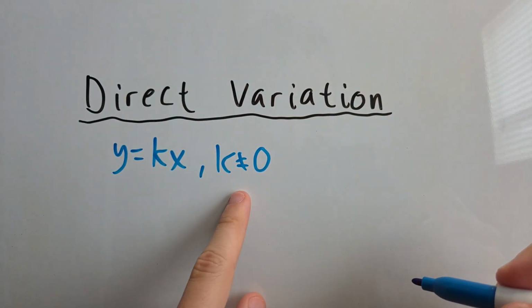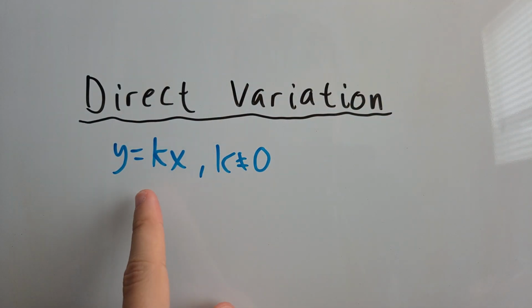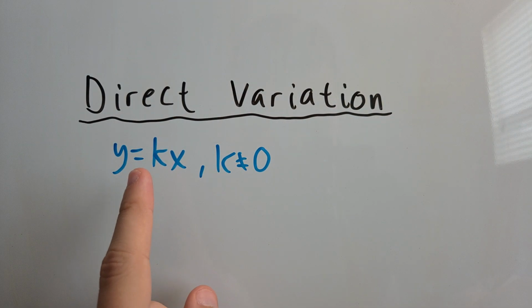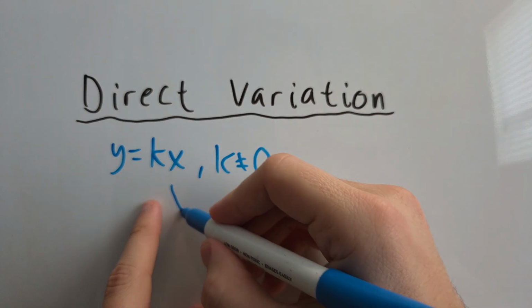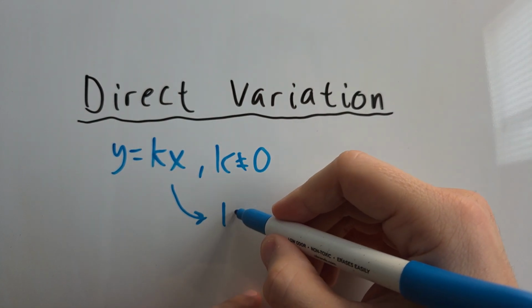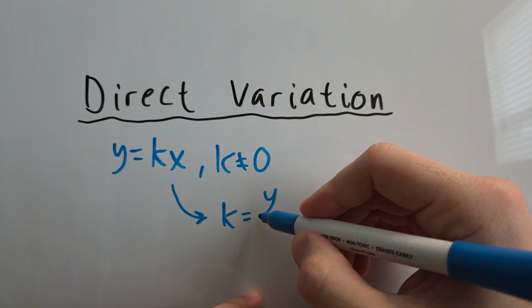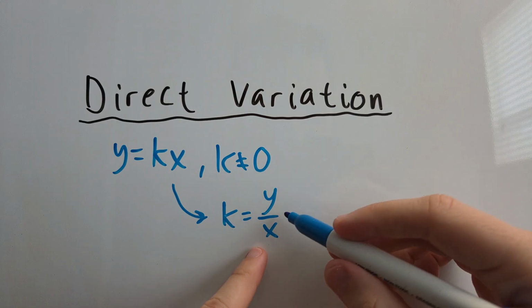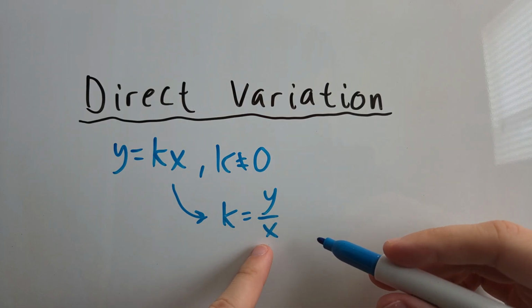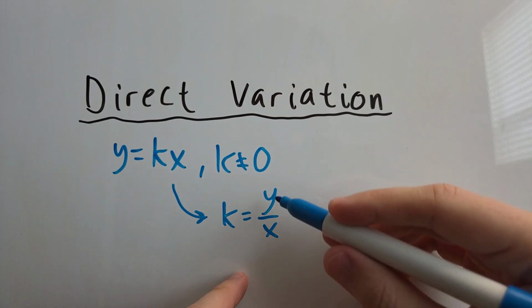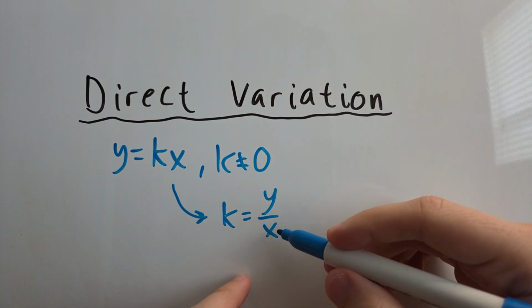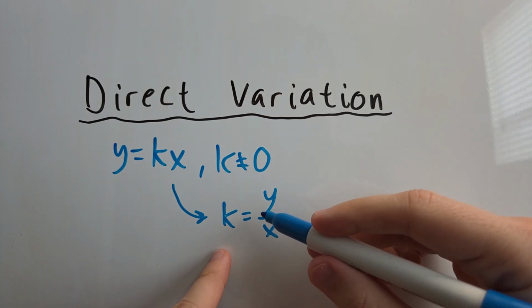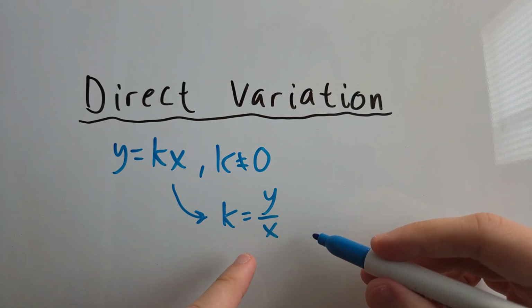Remember that k cannot be 0. So you can rewrite a direct variation y equals k times x the following way. When you divide each side by x, here's what you're going to get. When two sets of data vary directly, the ratio y over x is the constant of variation. It is the same for each data pair.